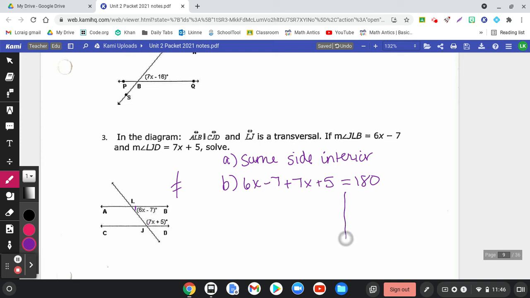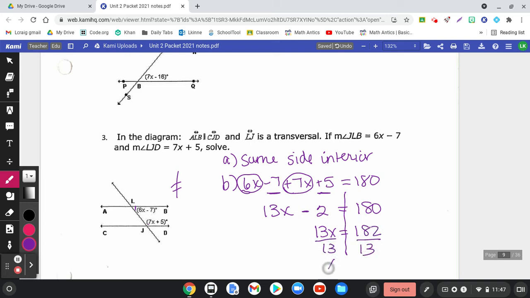Again, if it helps, if you have a hard time solving equations, draw the line down. Circle your x's, 6x and 7x. They're on the same side of the equation this time, so we're just going to combine them as is. And this is 13x. Negative 7 plus 5 is negative 2. Make sure you're using those calculators. Add 2 to both sides. 13x equals 182. And then divide to get x equals 14.